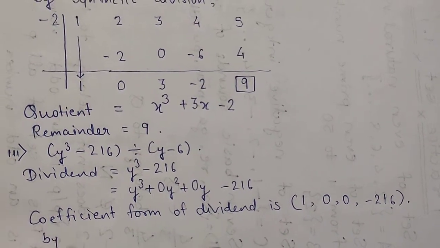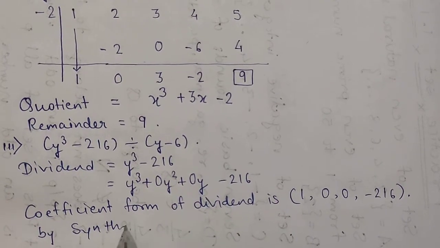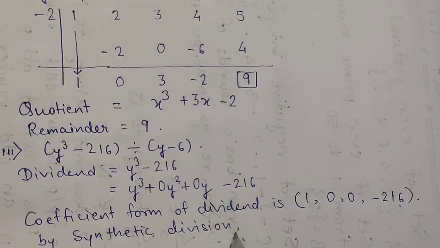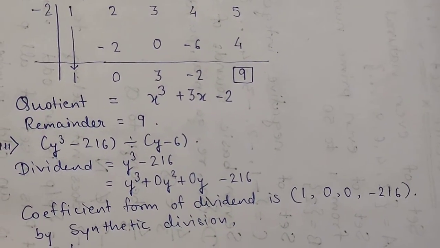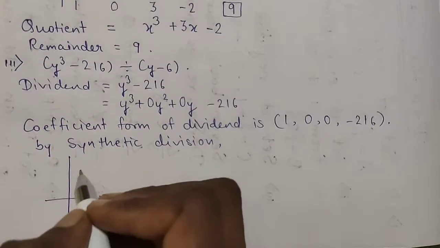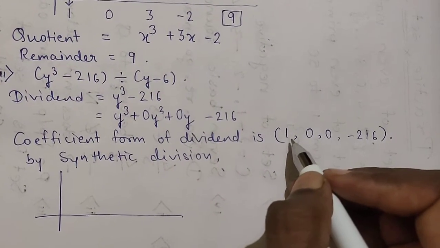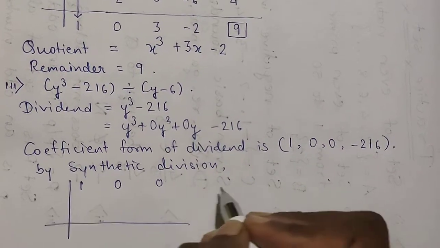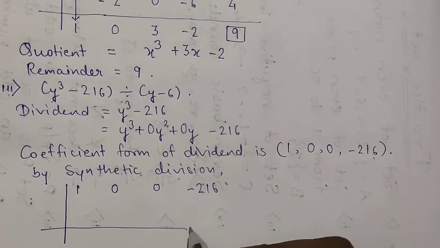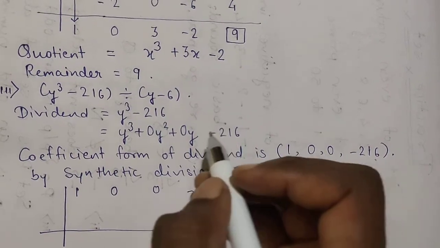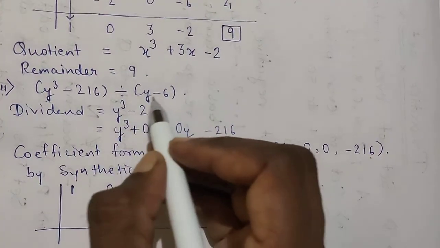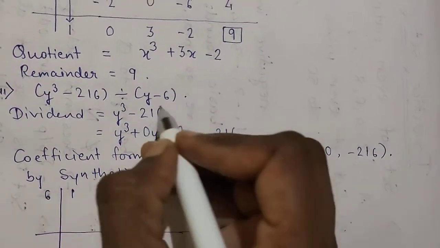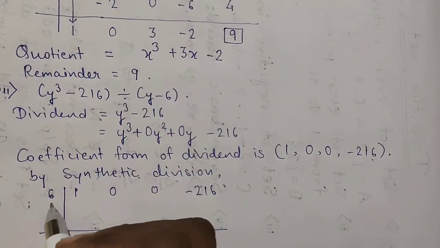Now let us perform synthetic division. What is your coefficient form? 1 0 0 minus 216. Now see what your divisor is. This is your divisor, y minus 6. So what is the opposite sign of this? Minus 6 means you are going to write 6 here.